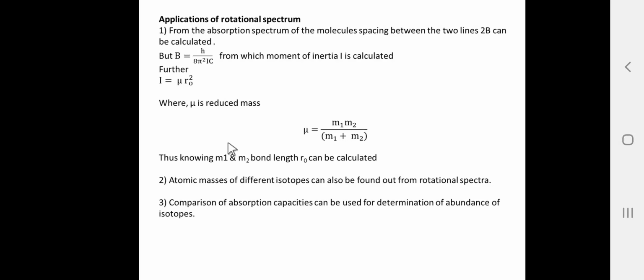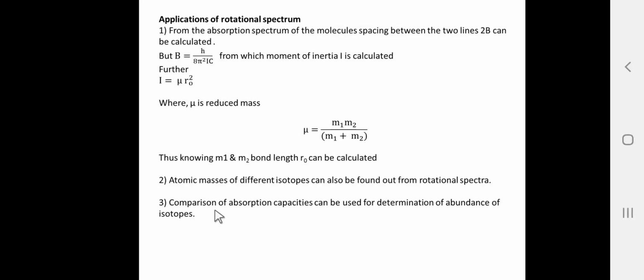Then here the second application, that is, atomic masses of the different isotopes can also be found out from the rotation spectra. So here in the next point we are going to consider in detail how, with the help of the rotation spectra, the mass of the isotopes can be calculated. This is the second application.